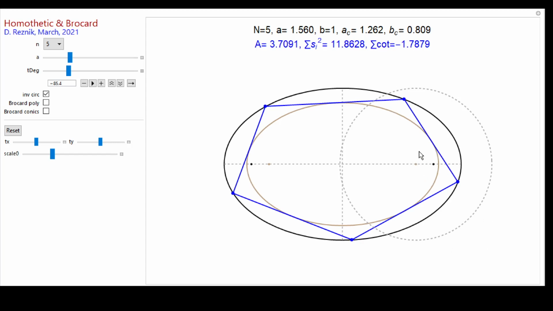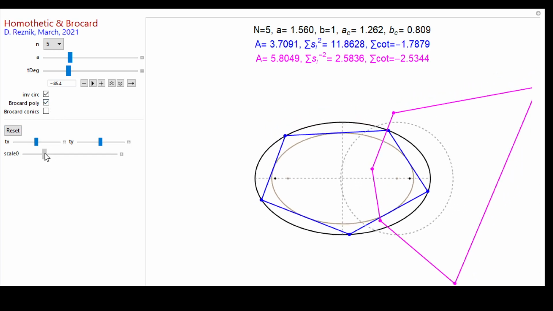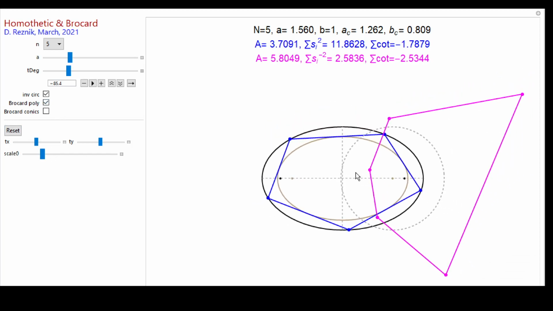And I'm going to now compute the polar polygon with respect to the blue polygon. So let's actually show that polar polygon. Let's go ahead and show this a little better.